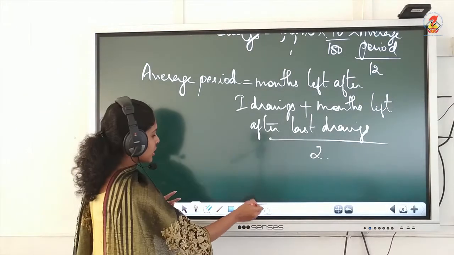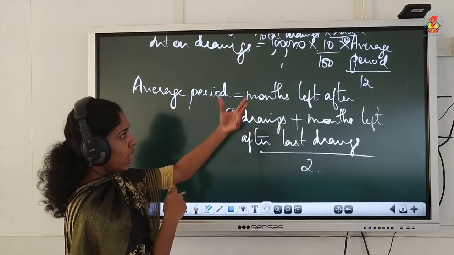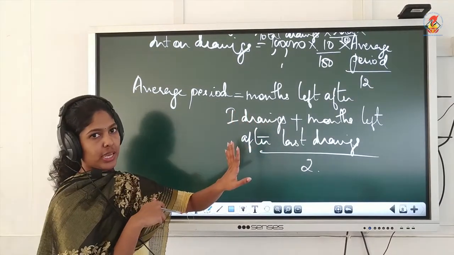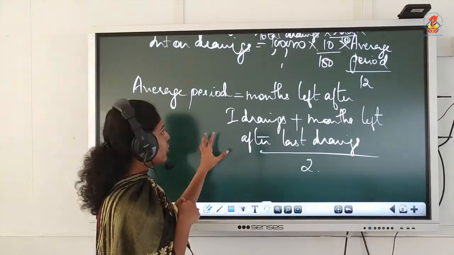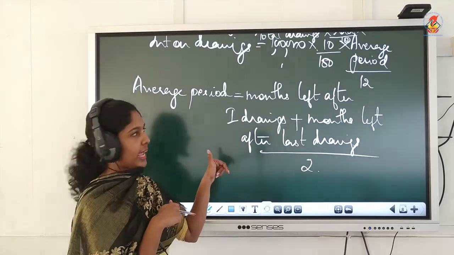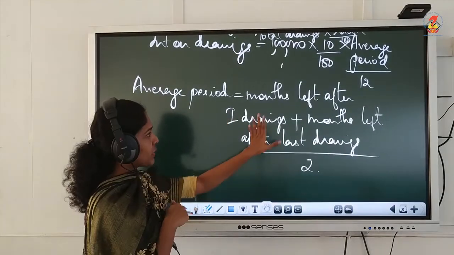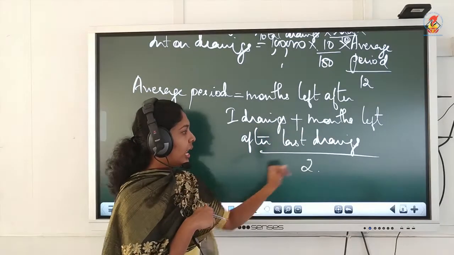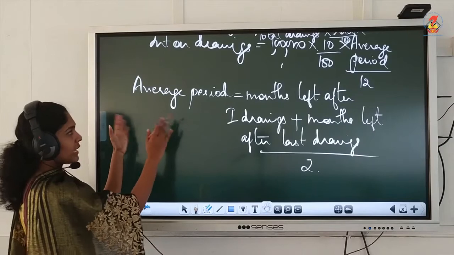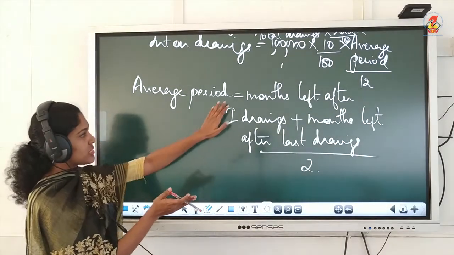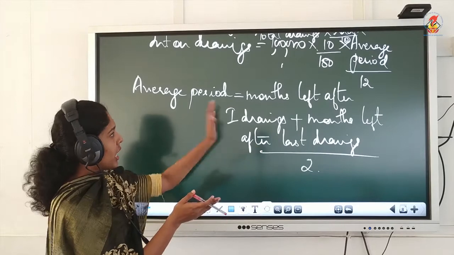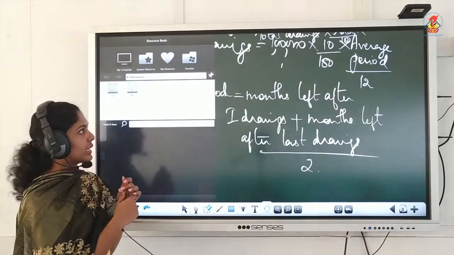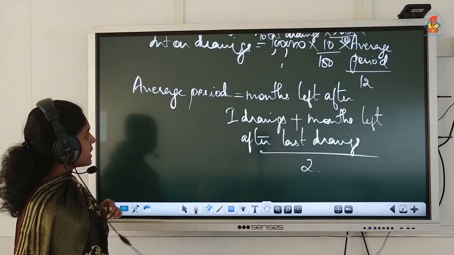So better you don't by heart. Average period, how to get average period? In different situations, average period will vary. If you are planning to by heart, I don't think that will be helpful for you, because you will be getting confused at the end. So better you by heart this formula. Average period is months left after first drawings plus months left after last drawings divided by 2. So we will get average period in every situation. You just have to apply this same formula. And average period you can just apply in this final interest on drawings formula. You will be getting the answer. So that is easier.